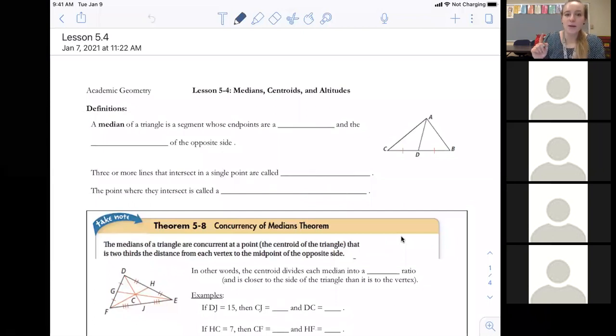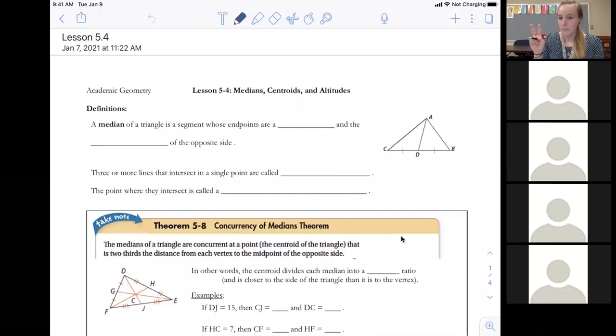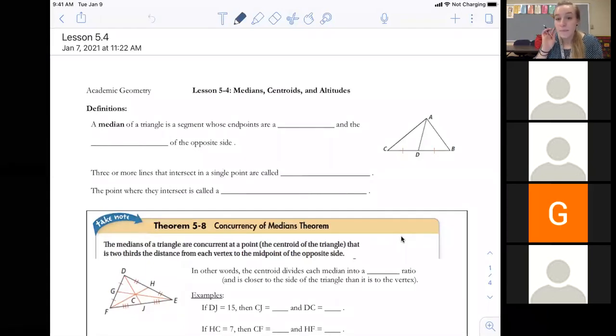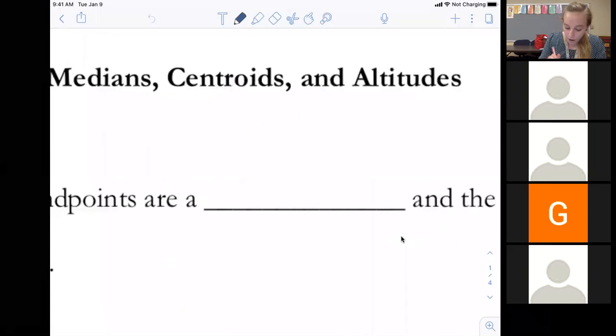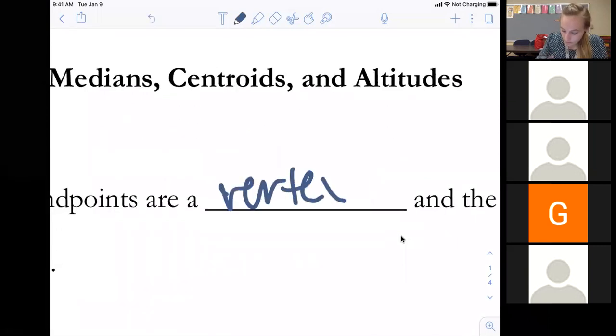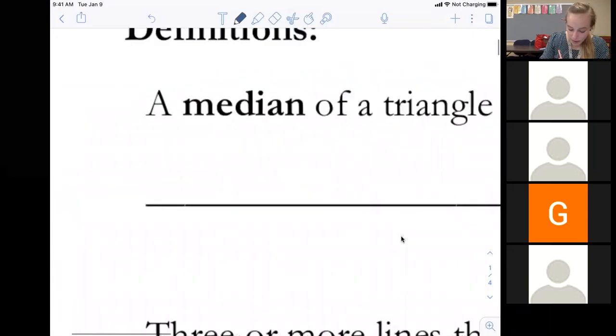Can someone remind me, what are the two special things about a median? A median has endpoints at what and what? Who can help me? What's a median? The midpoint and vertex. Midpoint and vertex. Thank you, Gavin. So a median of a triangle is a segment whose endpoints are a vertex and the midpoint of the opposite side.